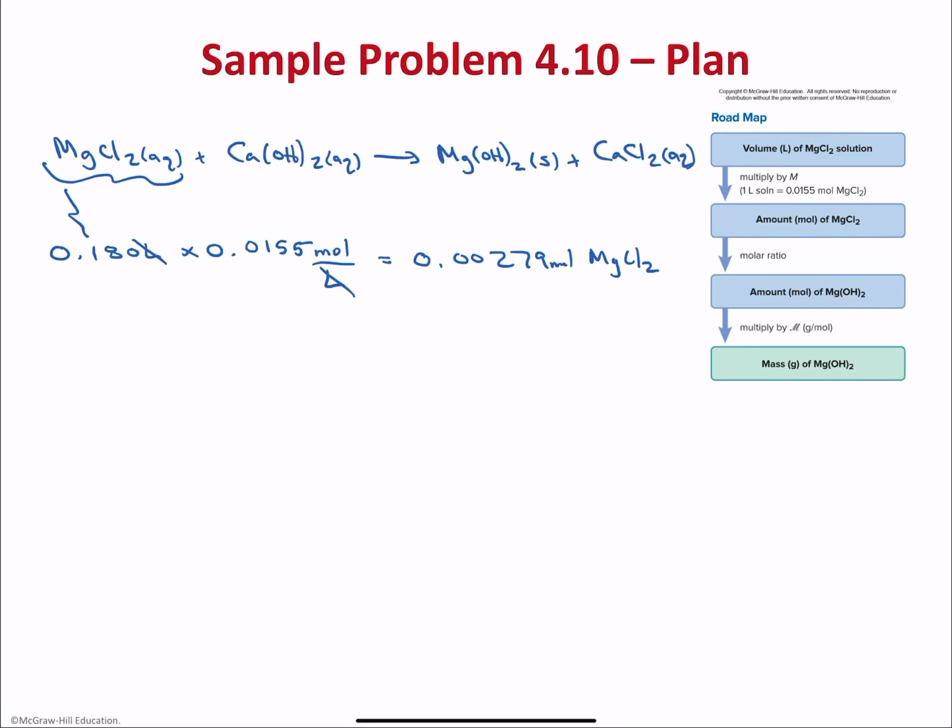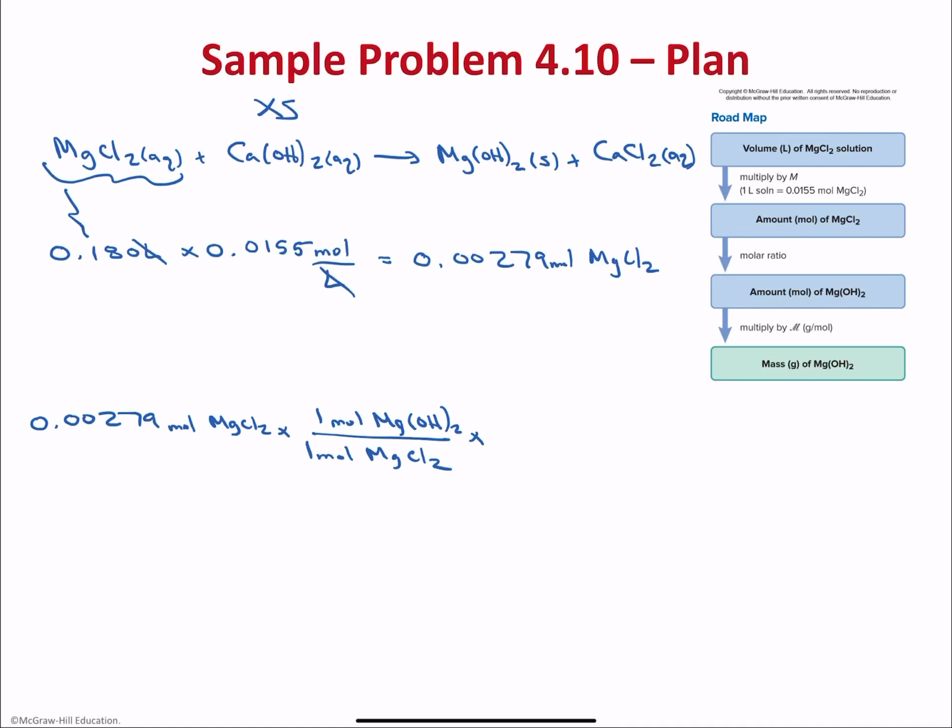And you remember that the calcium hydroxide, it says that I have excess. So that means it's not a limiting reactant problem. And probably most of you have figured this out already, that the ratio of magnesium chloride to magnesium hydroxide is a 1-to-1 ratio. But me being the instructor, I'm going to write this all out in dimensional analysis. So if I have 0.00279 moles of my magnesium chloride, and again, the ratio is 1-to-1, so I have 1 mole of magnesium chloride to 1 mole of magnesium hydroxide, and I want to find the mass.